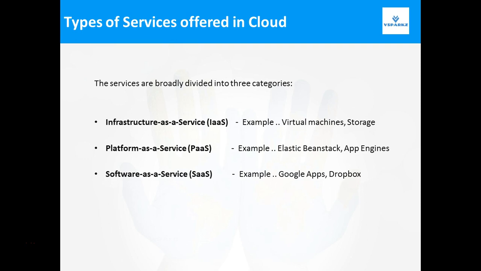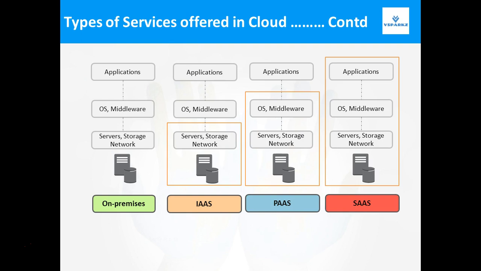Types of services offered in cloud. The services are broadly classified into three categories. They are IaaS, that is infrastructure as a service, platform as a service, that is PaaS, and at last SaaS, that is software as a service. The examples for each and every model are given in the slide. This picture shows the difference between the different services of the cloud.